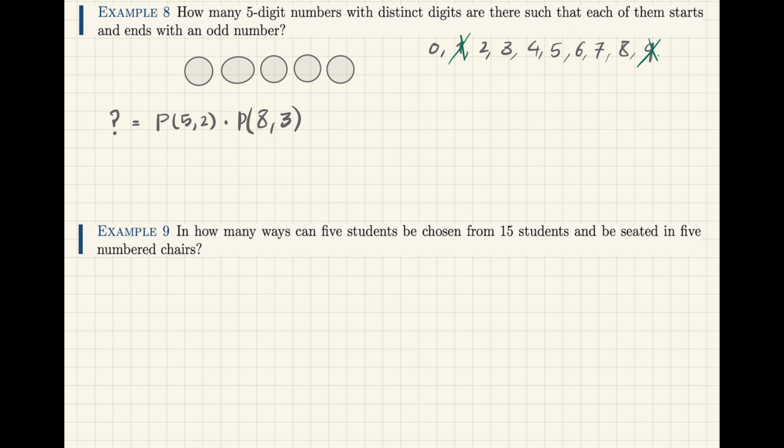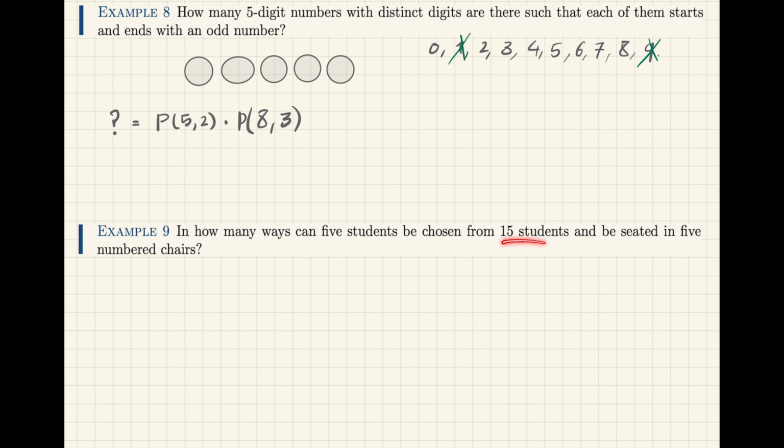Okay, so I will give you two more examples. They are very related. The reason is that from a psychological point of view, one problem is easier for us to understand than the other. And we had this before. In how many ways can 5 students be chosen from 15 students and be seated in 5 numbered chairs? So it means that the chairs are different. So in how many ways can I do that?